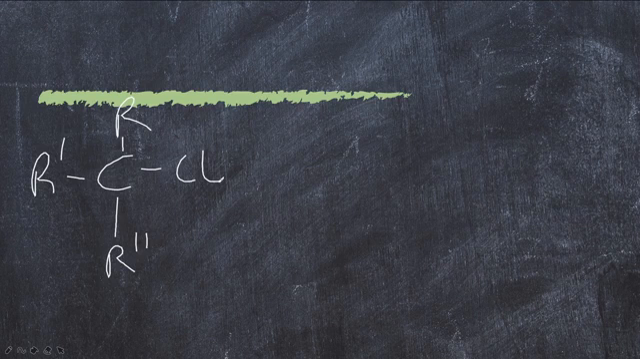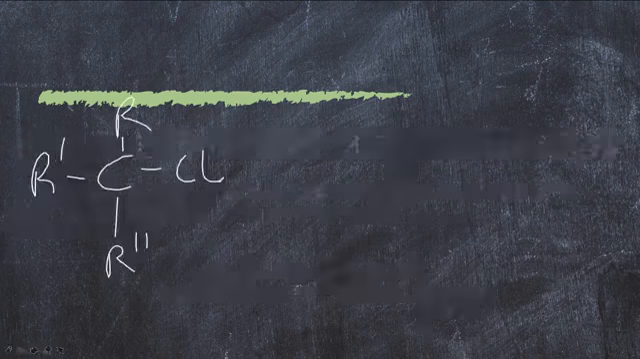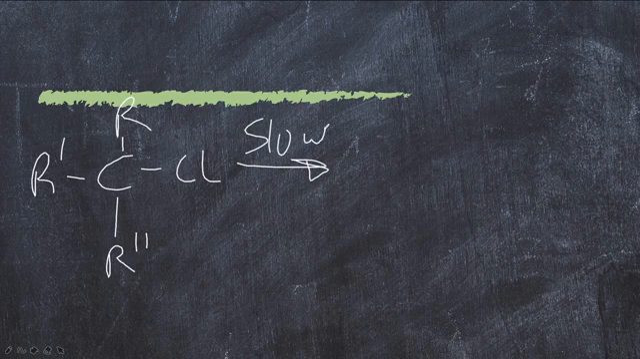Now, what did I tell you is the first step? I told you the first step involves homolytic fission of the alkyl halide. That's this step here, and that's what I'm going to be talking about now. It's a very slow step, like I said earlier. It's slow, and what actually happens is this.